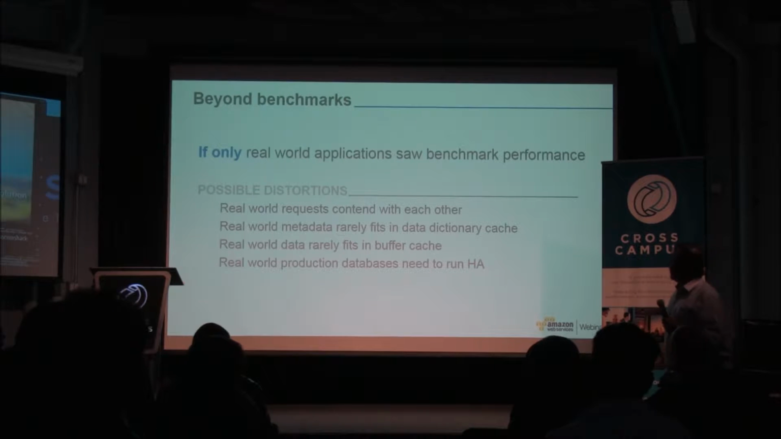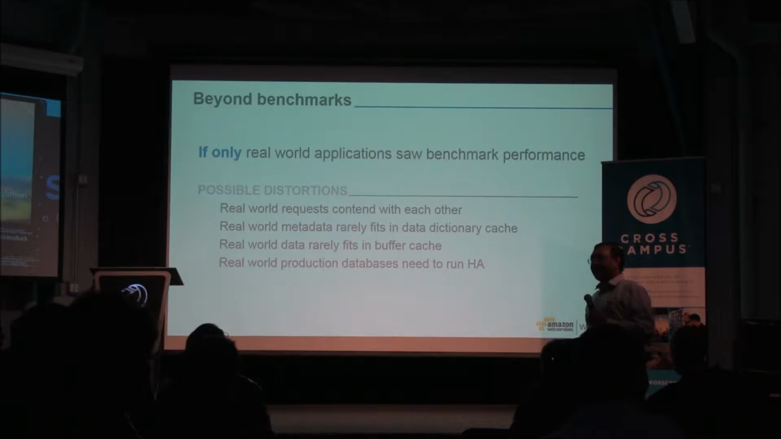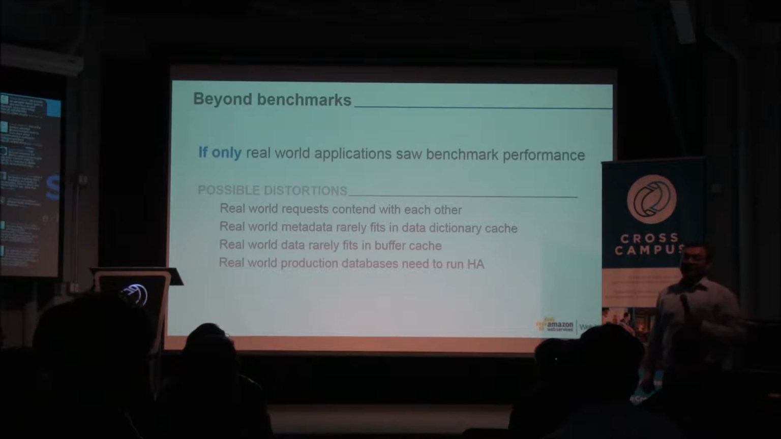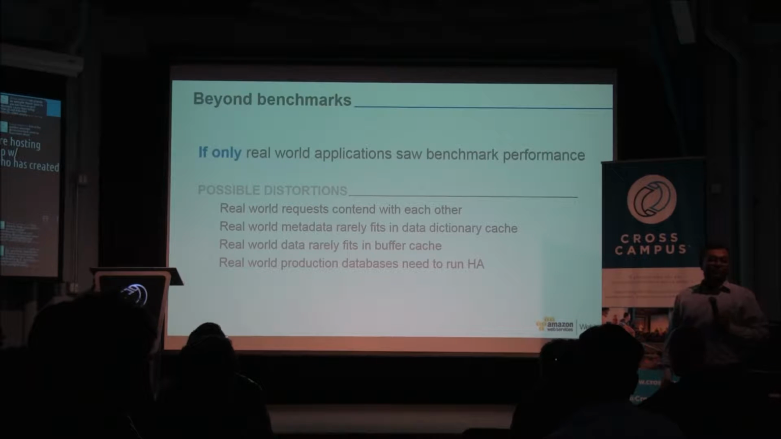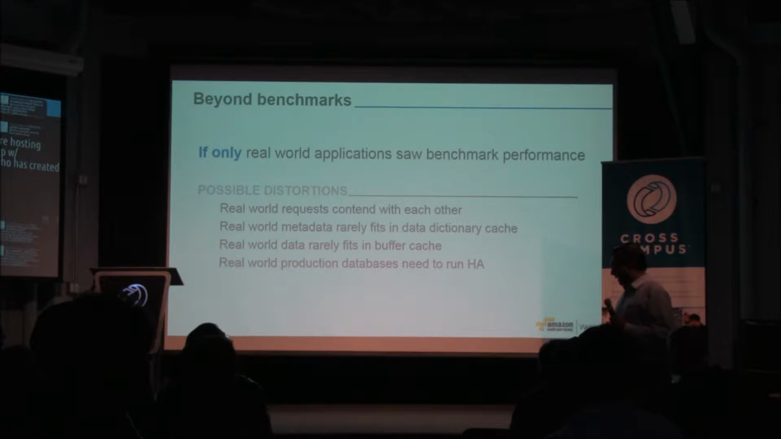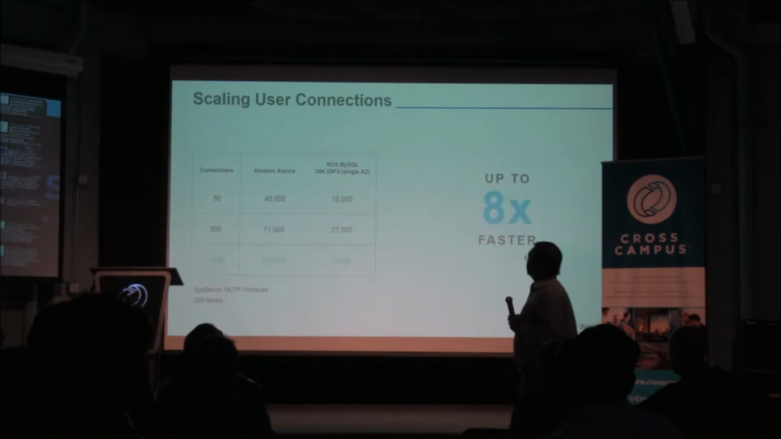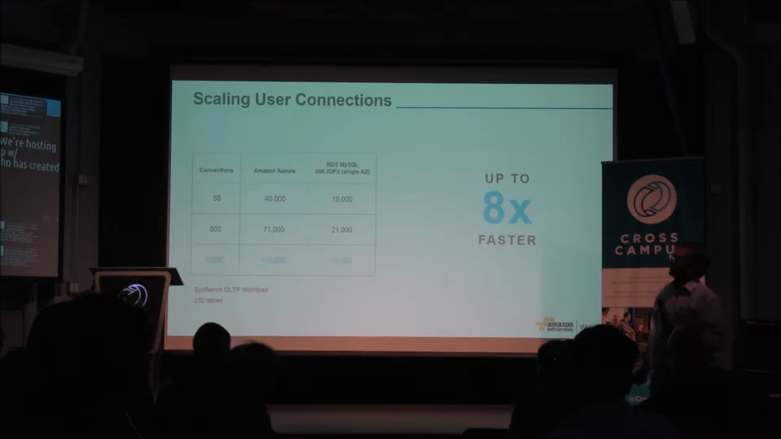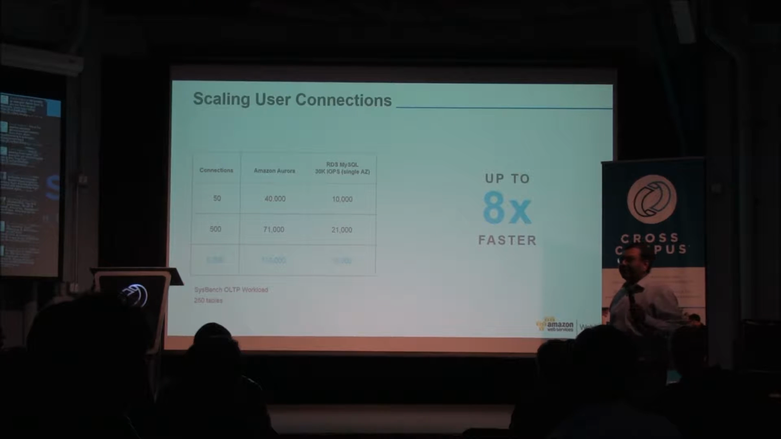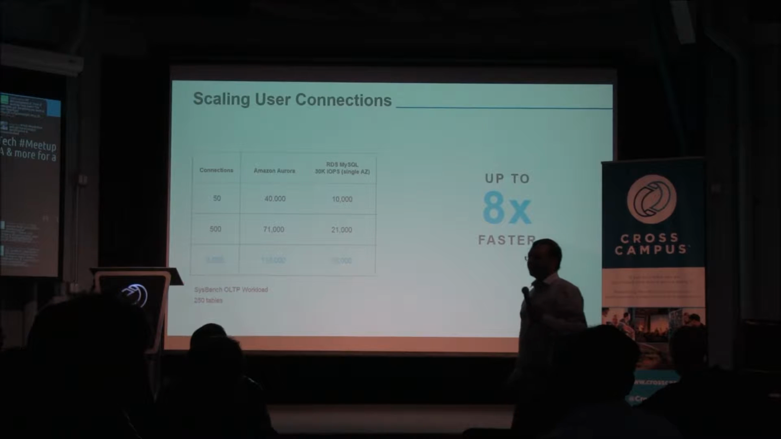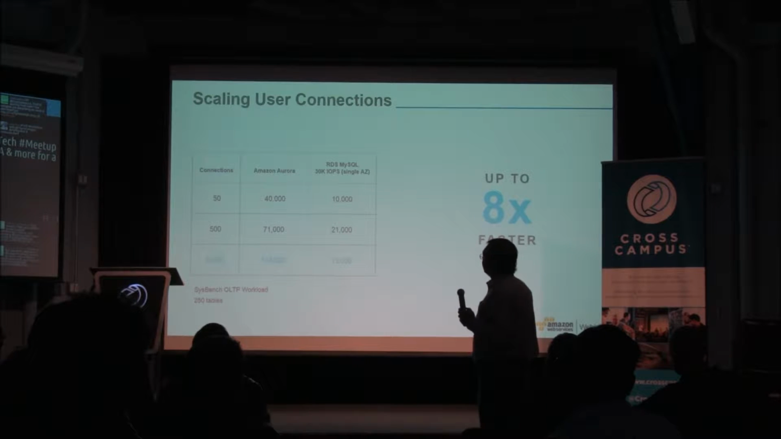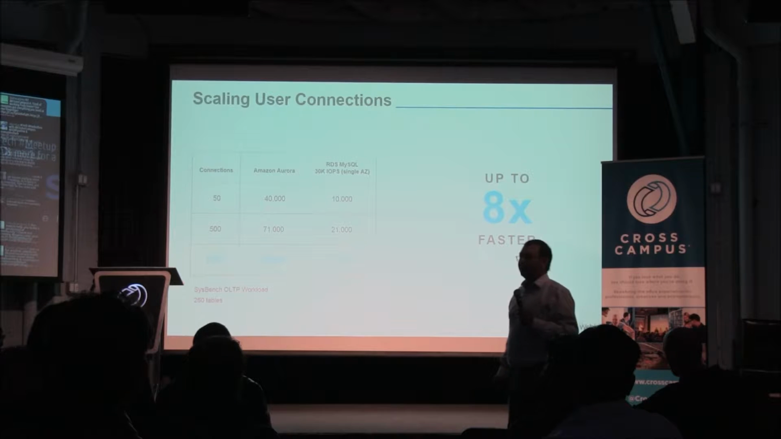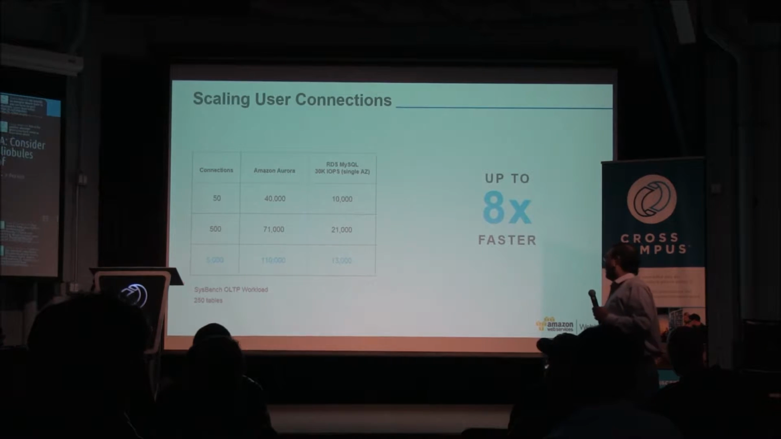If you look at real world workload, requests contend with each other, the metadata rarely fits in the cache, data sometimes does not fit in the cache, you have to run high availability and disaster recovery, which people don't mention in their benchmark numbers. So we actually tried to simulate that with sysbench. Simulate in the sense that we didn't want to have any arbitrary workload. We wanted to have something that people can reproduce. So sysbench is a good workload generator for that. But we actually changed various different parameters to see how we can simulate some of the real world environment.